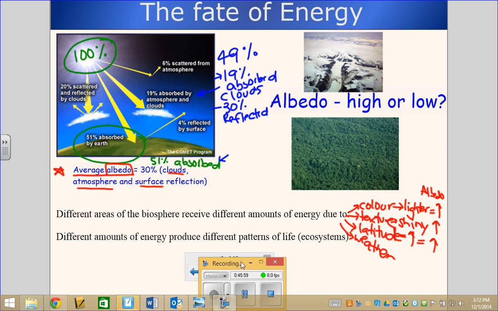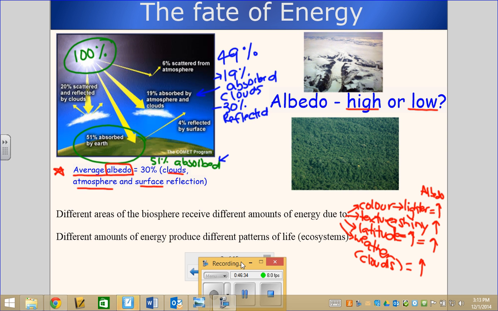The last point I put there was weather, and that's because clouds increase albedo. If there's more cloud, then there's less chance that the sun's energy is going to get to the surface of the planet rather than get stuck somewhere in the atmosphere. So just as an example, I'm asking in these two pictures here that represent two very different ecosystems whether the albedo would be high or low.